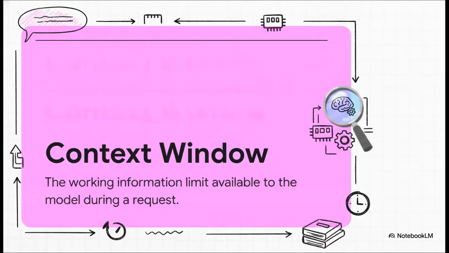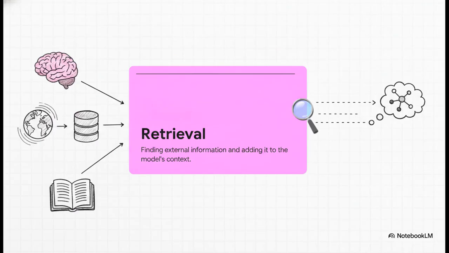Okay, before we dive into how these tools actually take action, let's quickly lock in some vital vocabulary. First up, the context window. Think of the context window as the model's short-term memory, or maybe like the size of a physical workbench. It's the absolute limit of working information available to the model during a single request. You can only fit so many documents and instructions on that desk at one time before things just start falling off the edges.